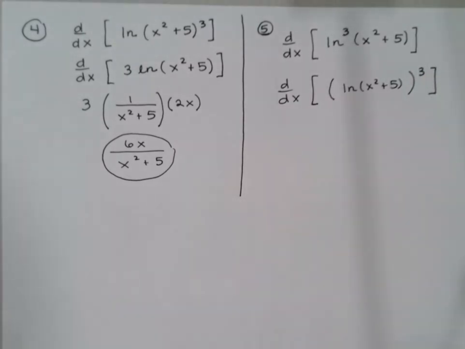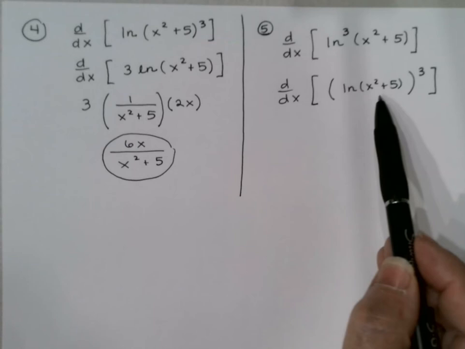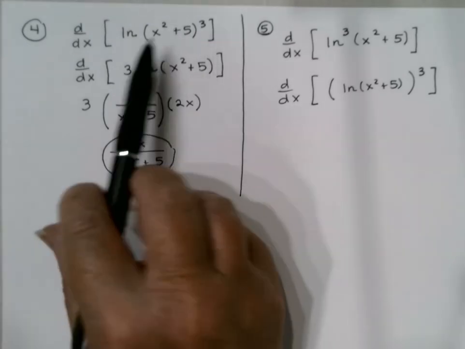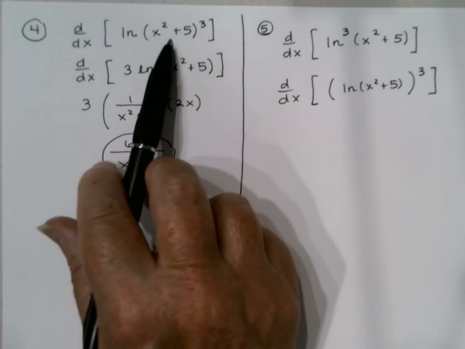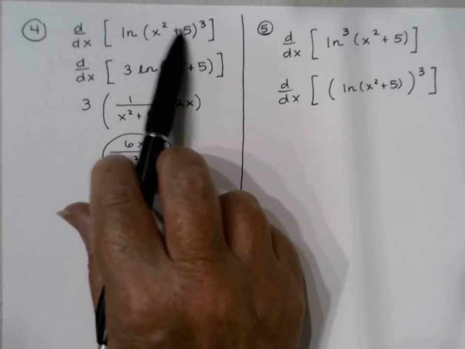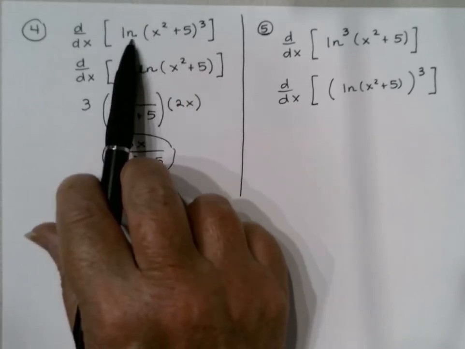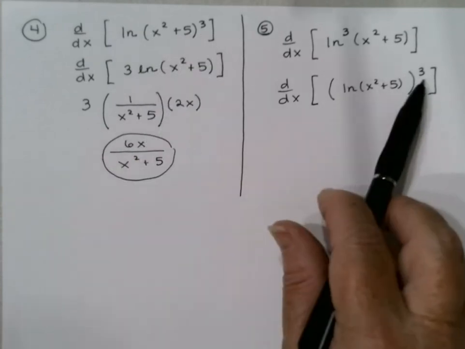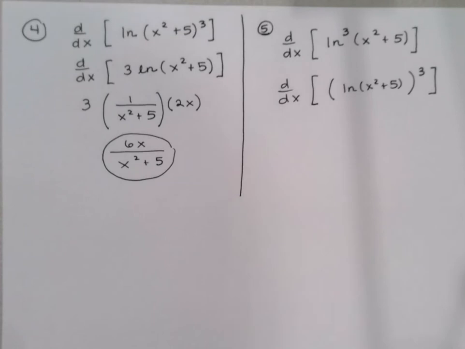Now be careful with this one. I cannot apply a product property here. The product property is what I use when the power is on the argument, right? This x squared plus 5 was inside the log, and I'm only cubing the argument. Here I'm cubing the whole log function, so I cannot use the power property. It does not apply. Instead, I'm just going to go right ahead and do my derivative.